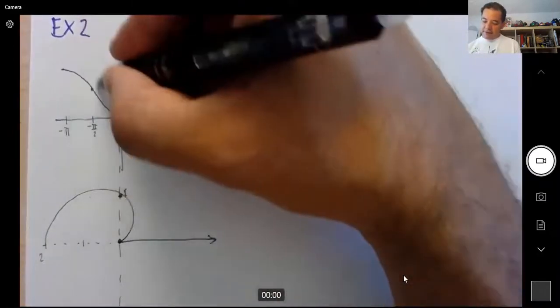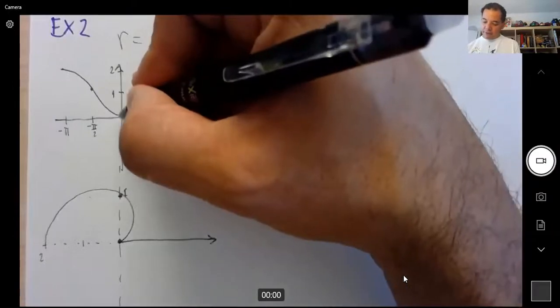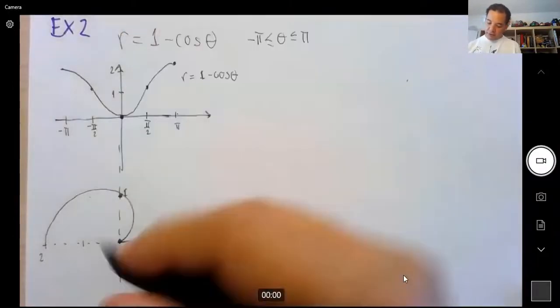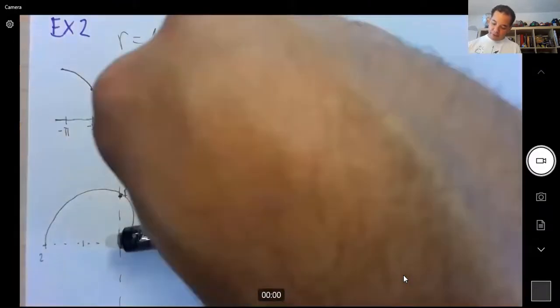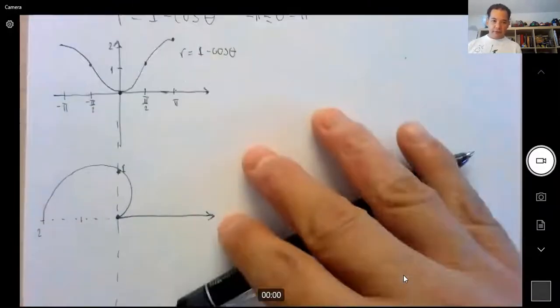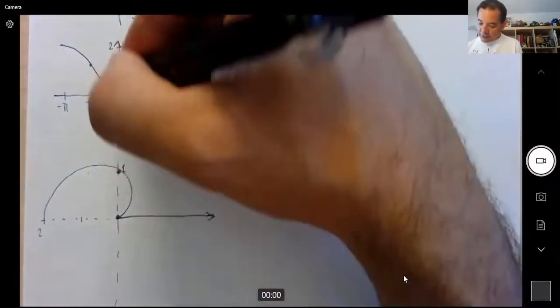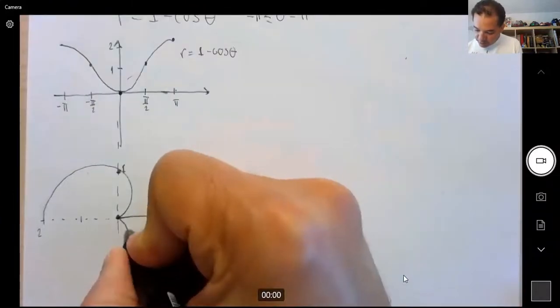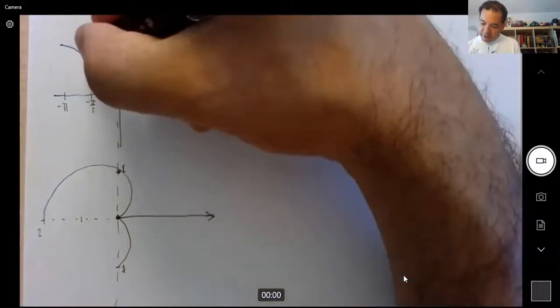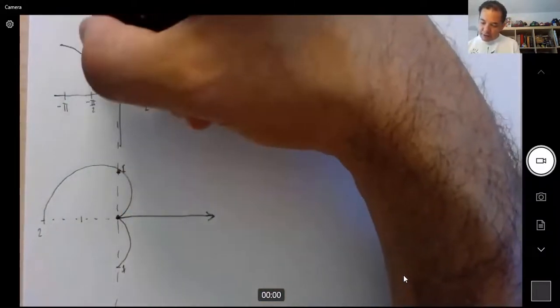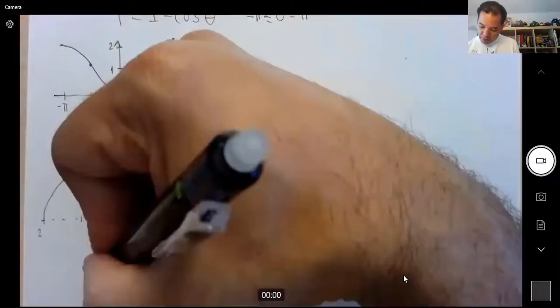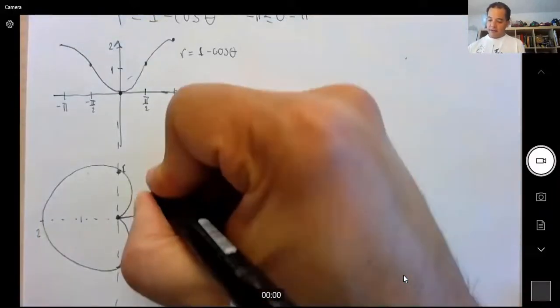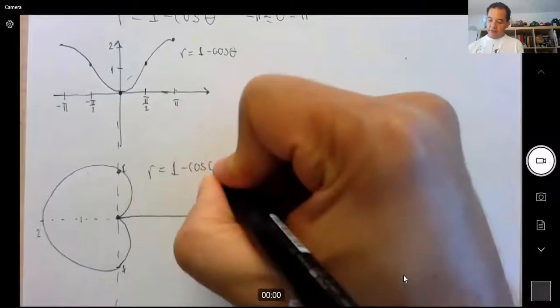And now the other part is the same, but going backwards, right? So if we sweep backwards from 0 to negative pi over 2, if we sweep this way, the radius is going to increase from 0 to 1. So right here is 1, and it goes again like this. And then from negative pi over 2 to negative pi, it grows even more all the way to 2. So it's going to go all the way over here. And it's this nice cardioid, 1 minus cosine theta.